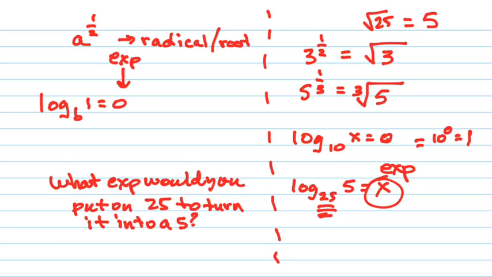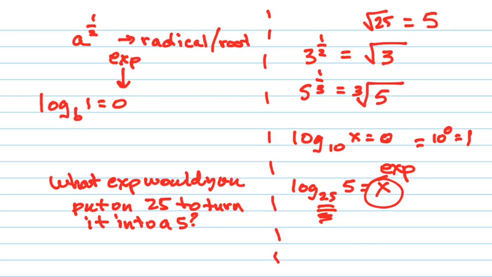We started with what number? 25. And we want to turn it into a what? A 5. So is it getting bigger? It's getting smaller, right? Traditionally, exponents make numbers bigger, don't they? But this exponent that I'm looking for is going to make it smaller, right? And so the only way it can get smaller is if it is a fraction. Because the only way it can get smaller is if you're taking the root of it. Okay? So I'm looking for a fraction.